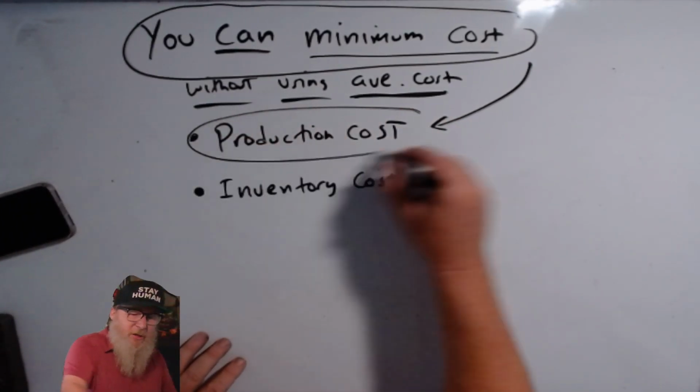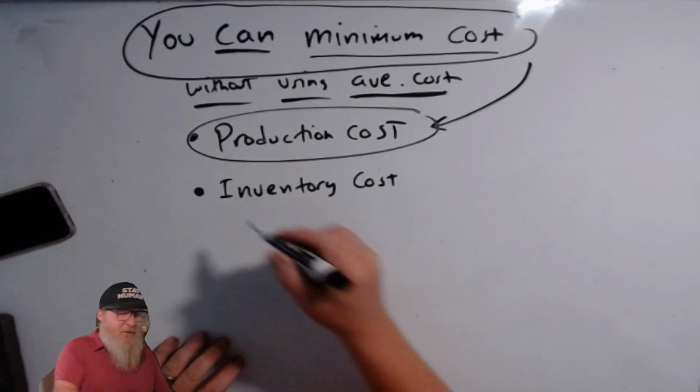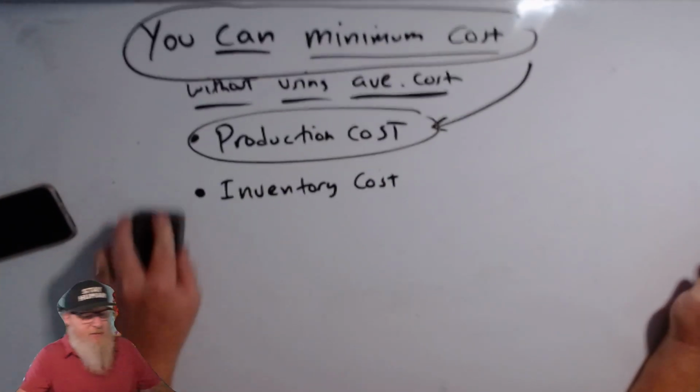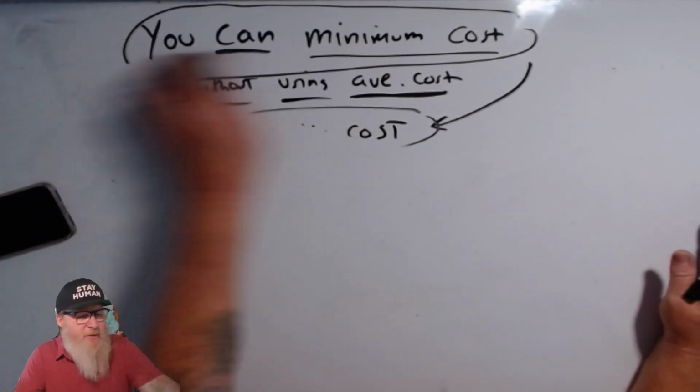Let's start with production cost. So for production cost, here, let me erase this. It's taking up too much space.